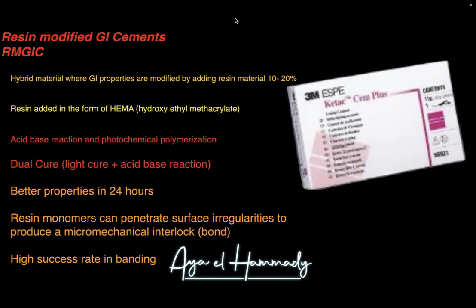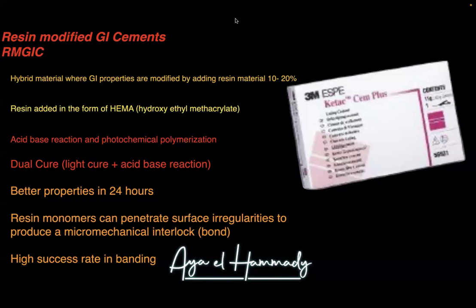So it's the glass ionomer with added resin modified molecules. And still it's an acid base reaction and increases the strength inside the mouth after 24 hours. And it has less fluoride release than the glass ionomer. And it's helping to adhere to the tooth by micromechanical interlocking.